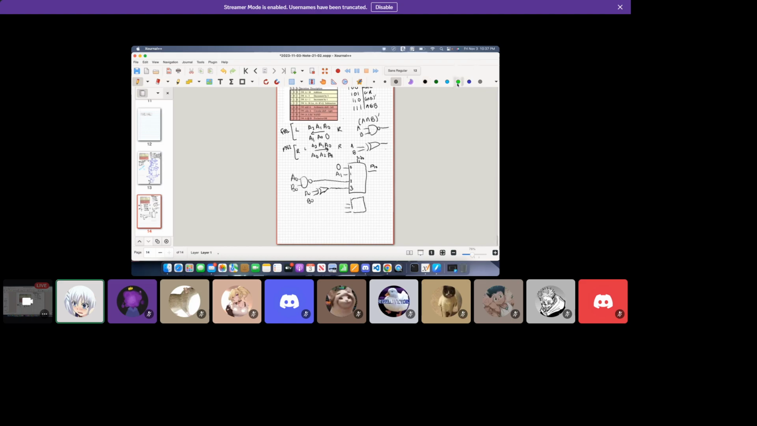I'm going to do this in a different color so you can see where I'm pointing at, right? It's not too small for you guys, is it? No? No, it's okay. It's okay.